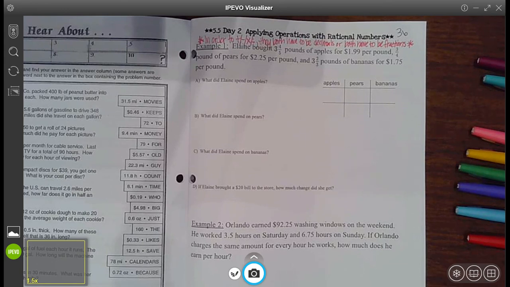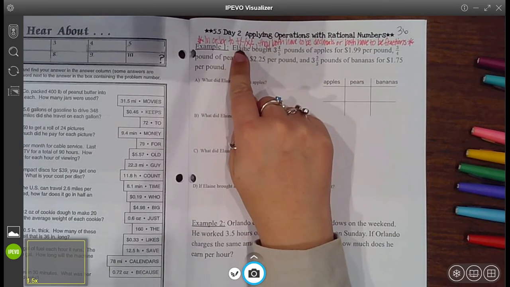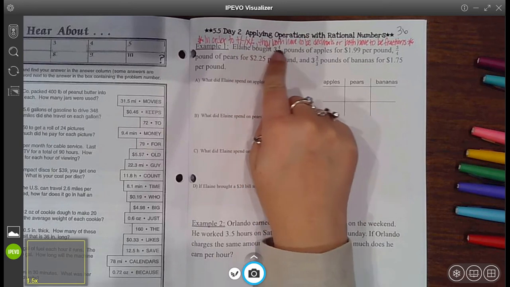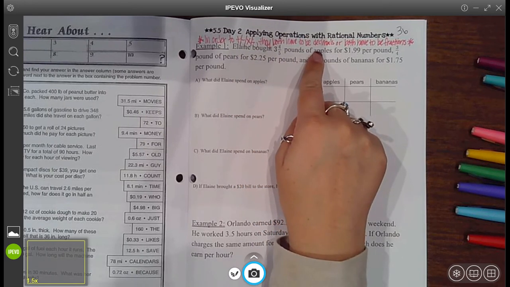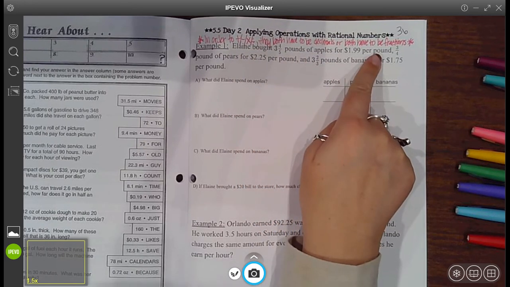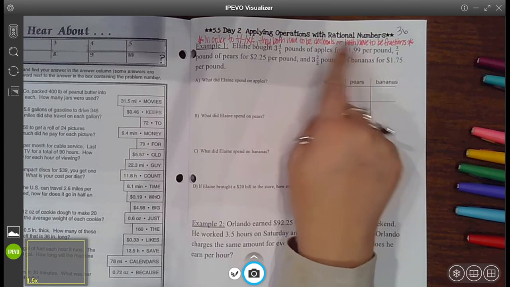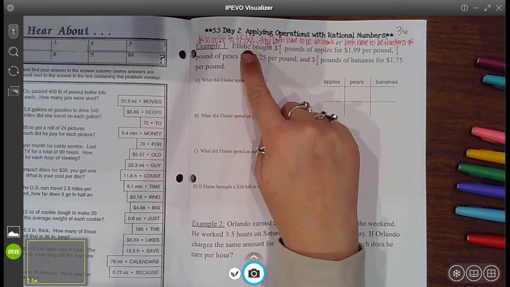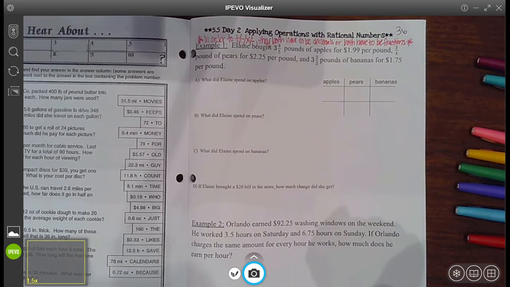Now, we say rational numbers because it includes fractions and decimals. When we're doing these types of word problems, I want to point out that before you can add, subtract, multiply, or divide, both numbers need to either both be decimals or they both need to be fractions. So you want to either change them both to decimals or both to fractions and then add, subtract, multiply, or divide them. So let's go ahead and take a look at this first example.